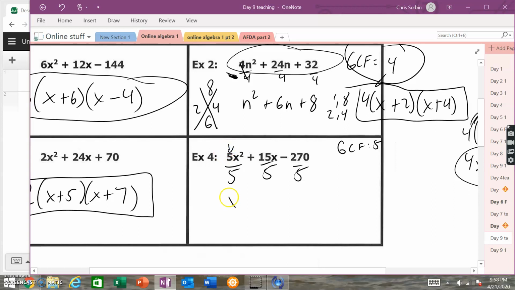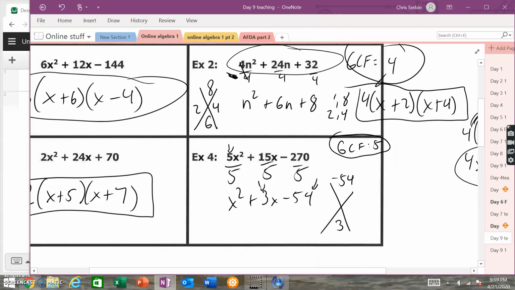5x squared divided by 5 is just x squared. 15 divided by 5 is positive 3x. And then negative 270 divided by 5 is negative 54. And now I have to double check. So my greatest common factor is right, because I can't divide anything else out besides 1. Now I set up my x puzzle. If we remember, the last part goes on top, so negative 54. Middle part goes on bottom, and I have 3.